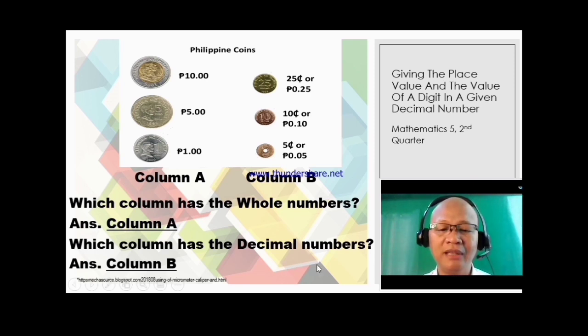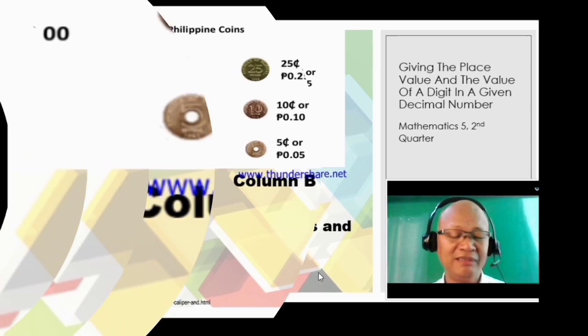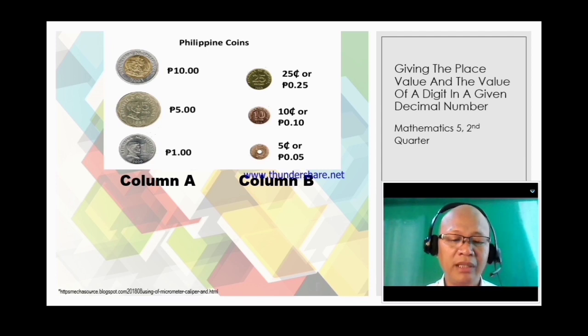Now, I have another question to ponder. What are decimal place values and decimal values? No need to answer this one because I am just giving this to stir up our minds as we go along our lesson, giving the place value and the value of a digit in a given decimal number. I want you to think about this question, and later you will give your answer. Are you ready to listen to our lesson this morning? Good. Before we talk about place values in the decimal system, let's take a quick recap on what decimal values and place values are.